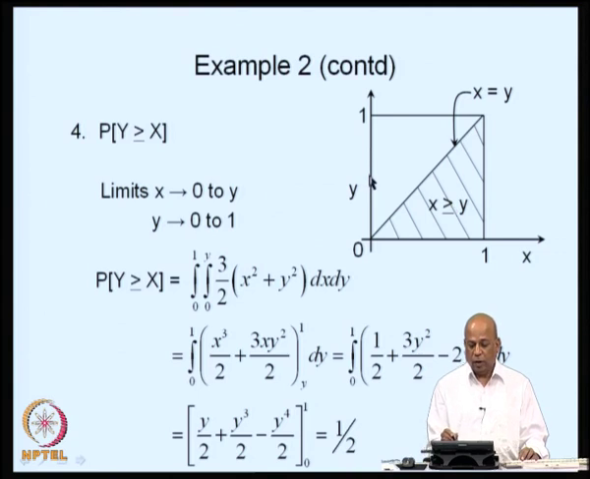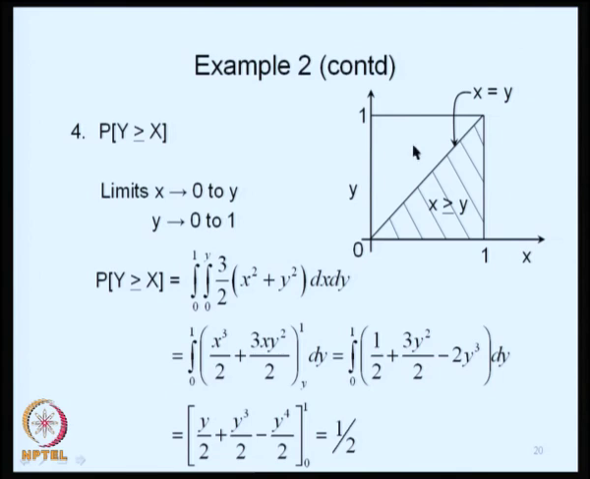So, in this region, let us say you take a horizontal strip, where x varies from 0 to y. On this line x is equal to y. So, x is equal to 0 here and x is equal to y here, and y varies in this region from 0 to 1. So, we fix the limits as x varying from 0 to y and y varying from 0 to 1, and we obtain the probability of y being greater than or equal to x by integrating the joint PDF f of x y, which is defined over this region, over the specified region. So, as you can see, x varies from 0 to y, and y varies from 0 to 1, and by integrating you get the probability of y being greater than or equal to x as 1 by 2.